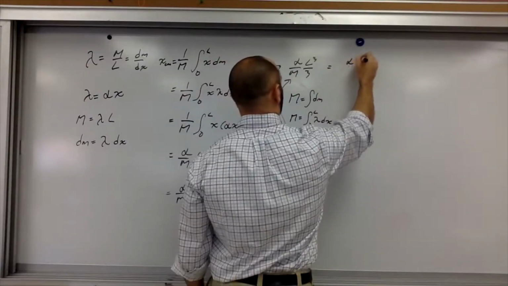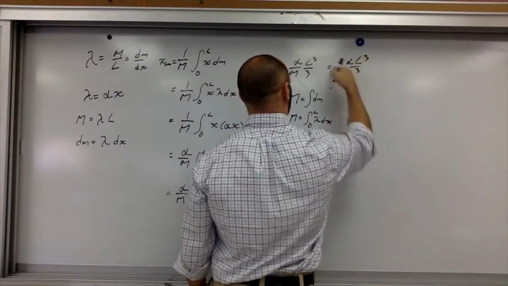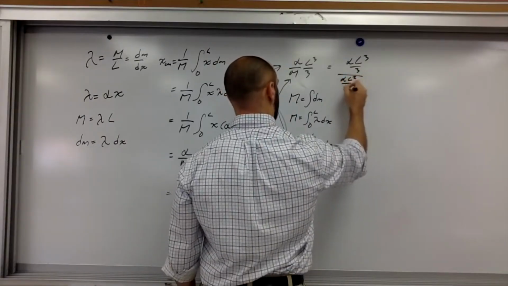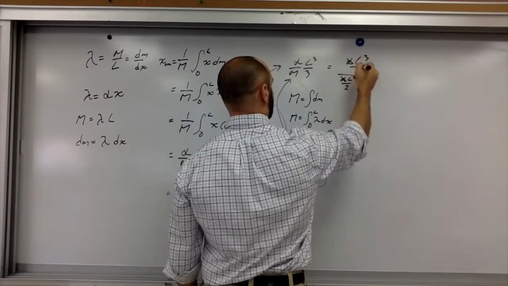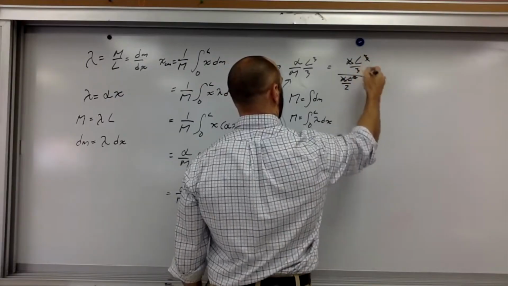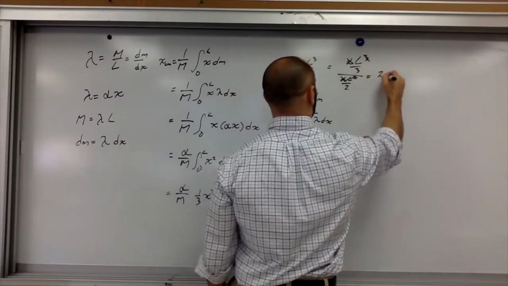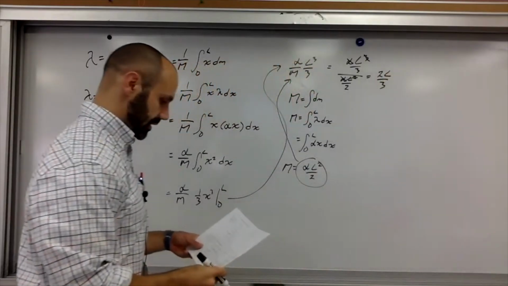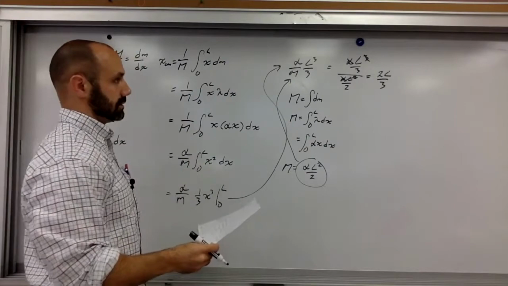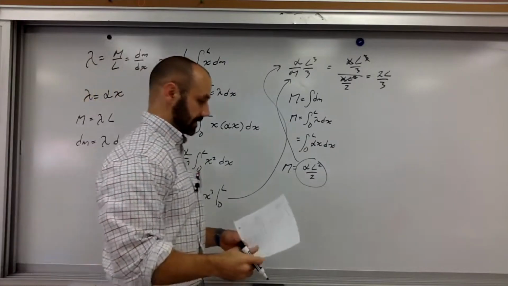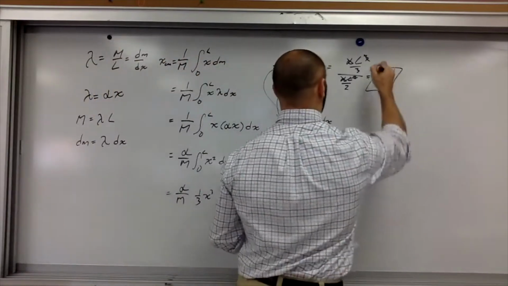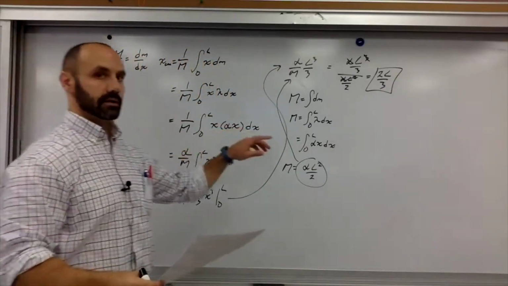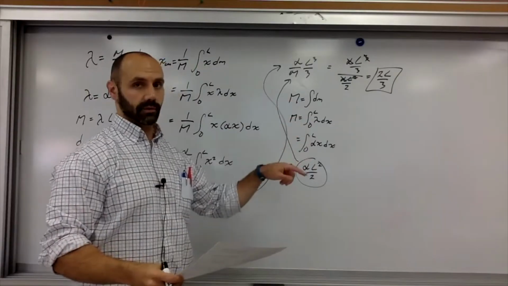All right, so a lot of substituting here. So I have alpha L cubed over 3 divided by M, which is alpha L squared over 2. Alphas cancel out. Some of the L's cancel out. And I'm left with 2L over 3. That's the location of the center of mass, the x coordinate. Notice before it was 1/2 L. Now it's 2L over 3.